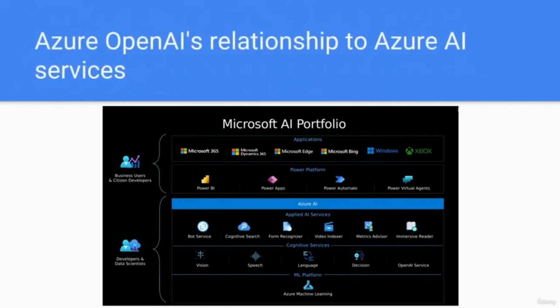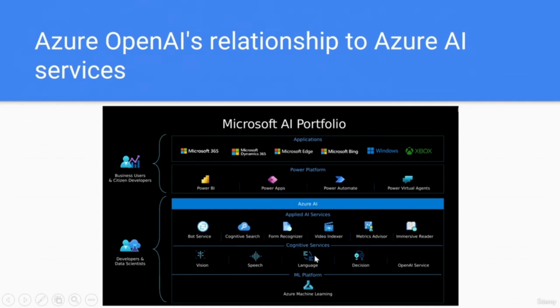Now, Azure OpenAI's relationship to Azure AI services. So you can see that here we have two types. Here is the Microsoft AI portfolio: we have business users and citizen developers, and we have developers and data scientists. So for the first part, the business users and citizen developers, we have Microsoft 365, Dynamics 365, Edge, Microsoft Bing, Windows, Xbox. We have Power BI, Power Apps, Power Automate, and Power Virtual Agents for the Power Platform and the applications.